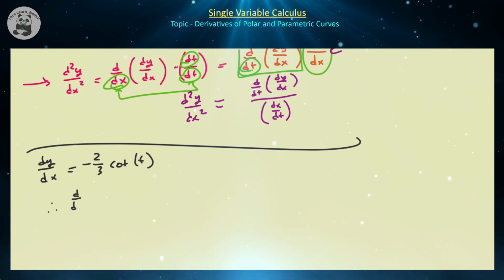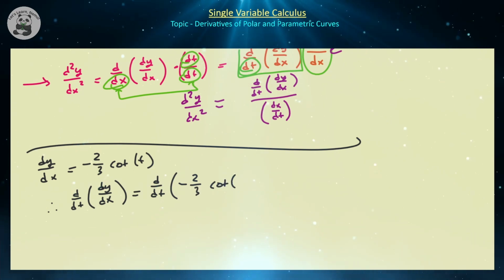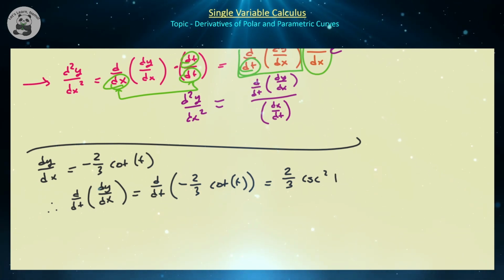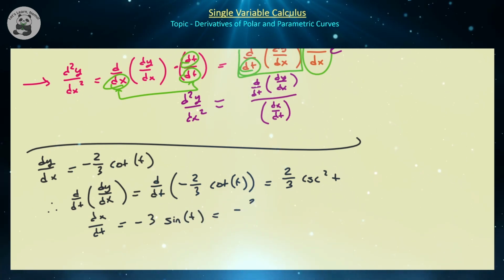Well, if we differentiate dy/dx with respect to time, which is just the derivative with respect to time of minus 2/3 cotangent of t, that's going to be equal to, well, the derivative of cotangent of t is just minus cosecant squared of t. So that's just going to turn into 2/3 cosecant squared of not x, but t, right? And keep in mind, dx/dt was equal to minus 3 sine of t, which we can also write as minus 3 over cosecant of t if we really want to.